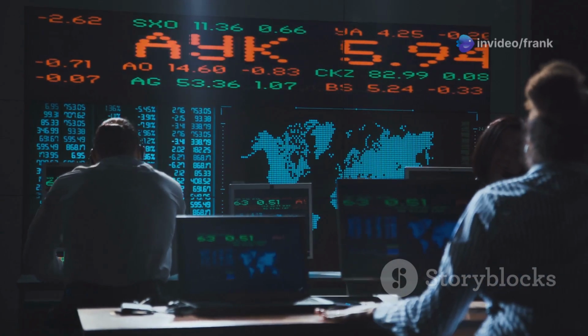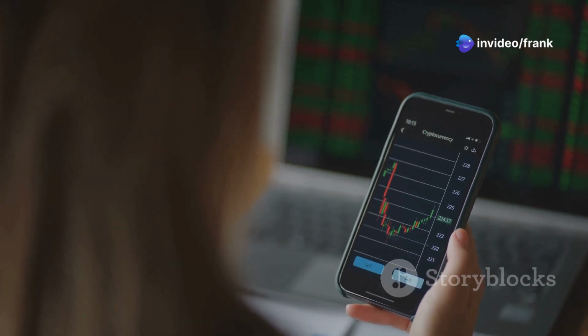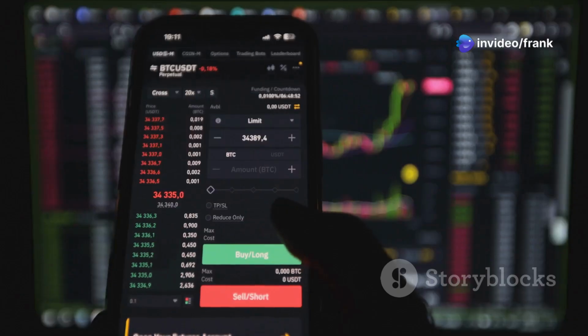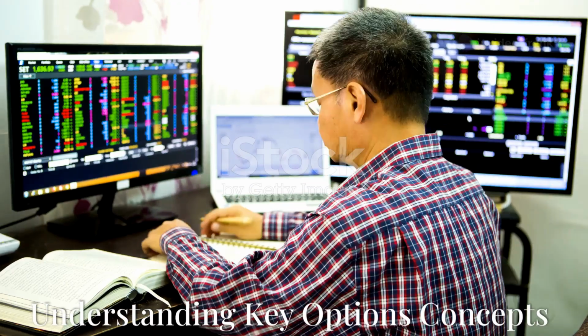Options trading is a big part of the financial market. They let investors make different types of bets on stock prices. They can also be used to manage risk.